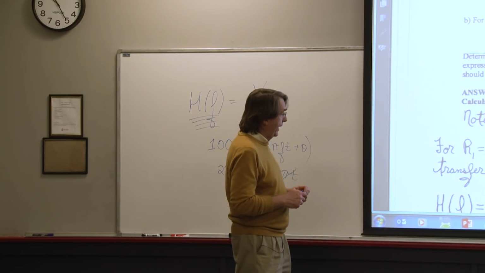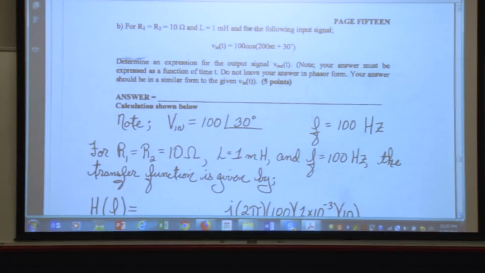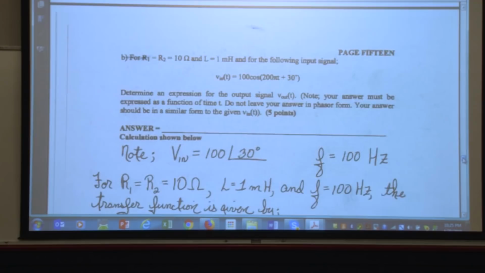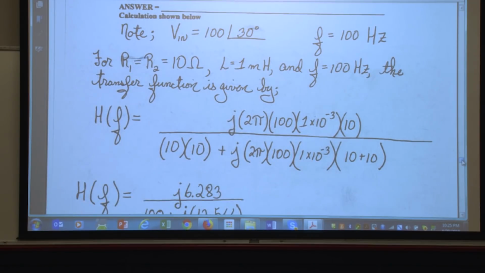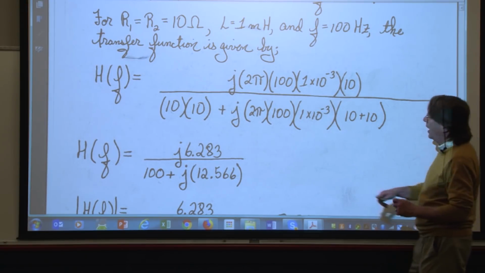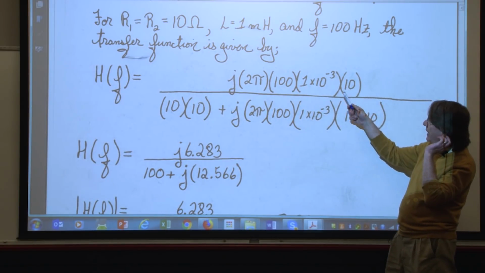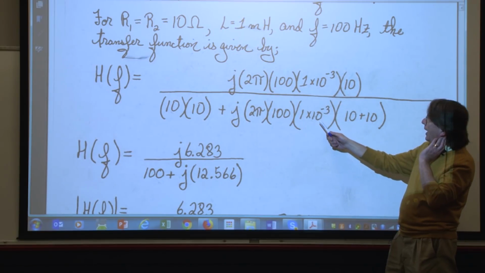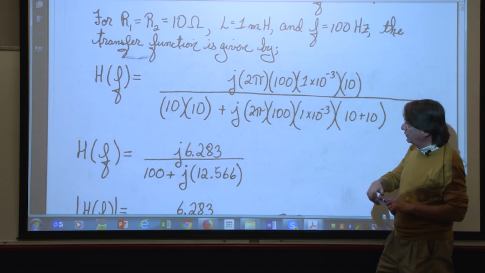L is 1 millihenry. So what do I do? I go back to part A, where I derived the transfer function, and now I put in the values of L, R1, and R2. That's what I do right here, and this is what I get. The 2 pi and then the 100, I plug all the numbers in. F is 100. The 10 is R1, R2. Don't forget, millihenry is 1 times 10 to the minus 3. I then get H of F equals this.